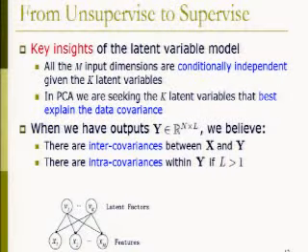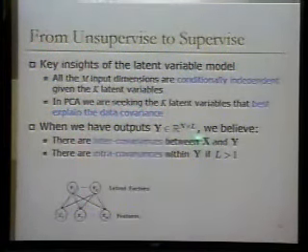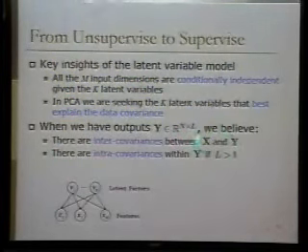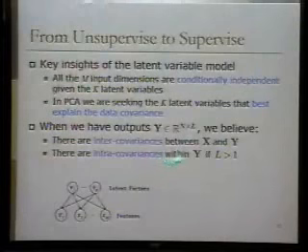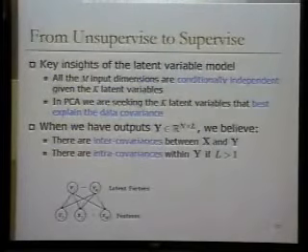If we have the outputs y, which is L-dimensional, we believe there should be intercovariance between the inputs and outputs. Otherwise, this problem is not learnable. It's not possible to predict y given x. And if the dimensionality of the output is larger than 1, we believe there's some intracovariance within the y's. This is basically the assumption of multitask learning. You have multiple tasks, multiple outputs. There should be some dependency over these tasks.